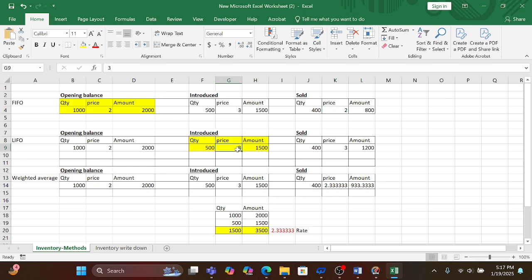In the LIFO method we will sell from the second quantity which we purchased, that is the last quantity. Here we have a balance of 1000 units, and the price of those 1000 units is $2, so our total amount will be $2000. And we have the same example, where we introduced 500 units at a rate of $3, so our amount will be $1500. Now we are going to sell 400 units according to the LIFO method. So we will take 400 units from the amount which we purchased last, that is last in, first out.